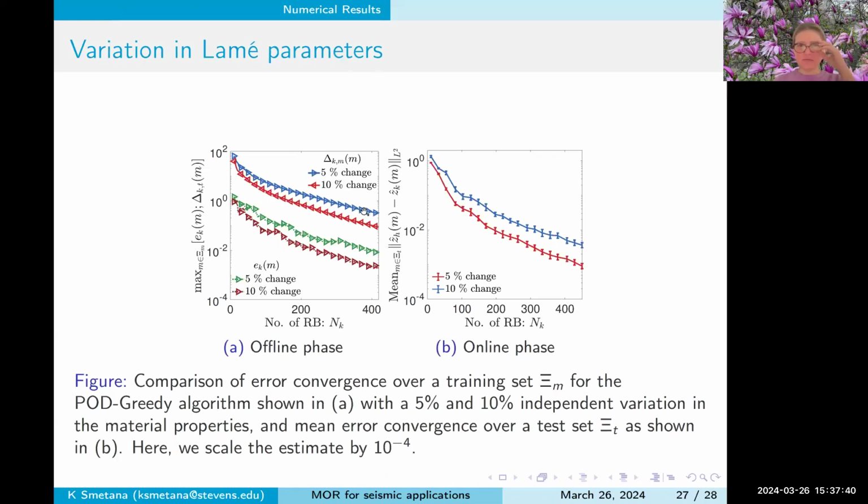And the idea of why we looked at these variations, having, for instance, already in mind that we want to use that within full waveform inversion, is that we maybe want to keep the reduced model from one iteration to the next iteration in the inverse problem solver, and not recompute or adapt the reduced model in every iteration, but maybe only in a few. And we see that the percentage of the change has quite a significant influence, but still with a decent number of reduced basis functions, we still get a very good approximation.